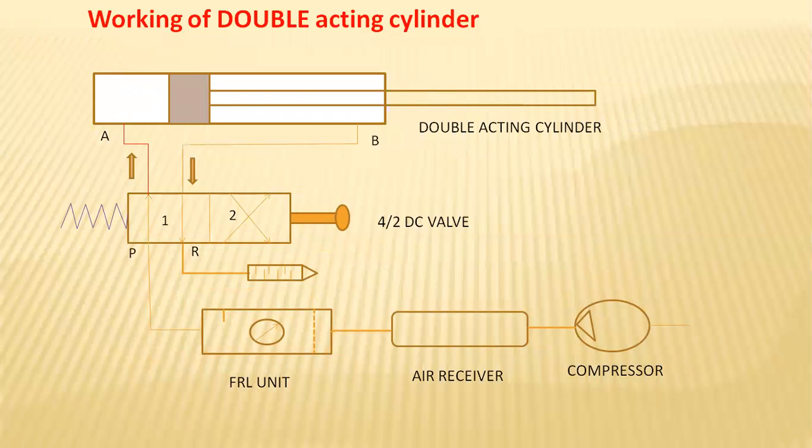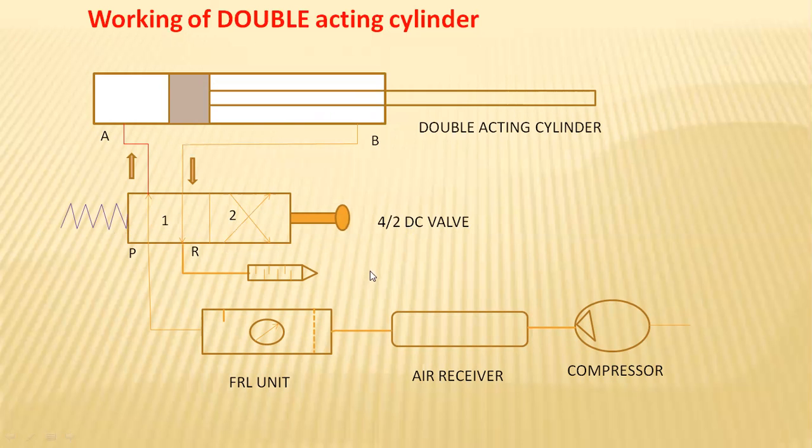Moving on to the working of the double acting cylinder. For both movements, similarly, we'll be utilizing this 4x2 directional control valve. 4x2 specifies 4 ports and 2 positions. So, first position, second position, clearly specifying the directional control valve, and 4 ports, port numbers 1, 2, 3, 4. It is a 4 ports, 2 positions directional control valve, which is operated with a push button and spring return.